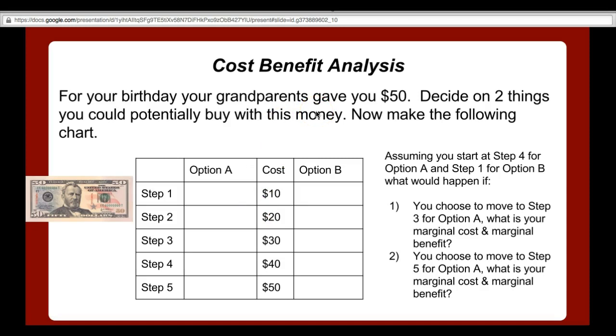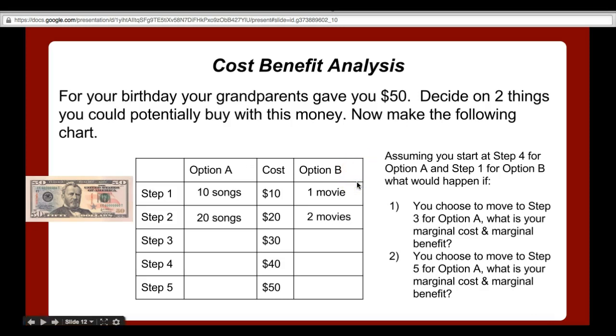In my case, my option A is going to be movies. So I could go to the movies, and my option B is going to be songs. I'm going to download songs, and I'm going to actually pay for them. So for example, oh, I'm sorry, I reversed that. I could go and get 10 songs at $10, or I can go to one movie. At $20, I could get 20 songs, or go to 2 movies.